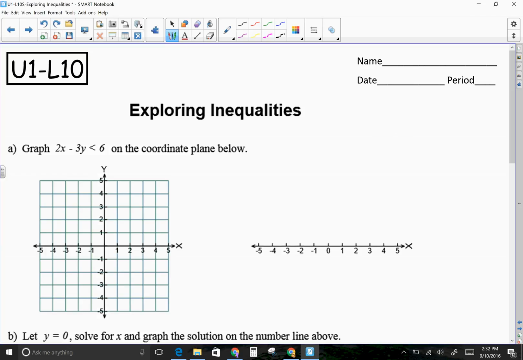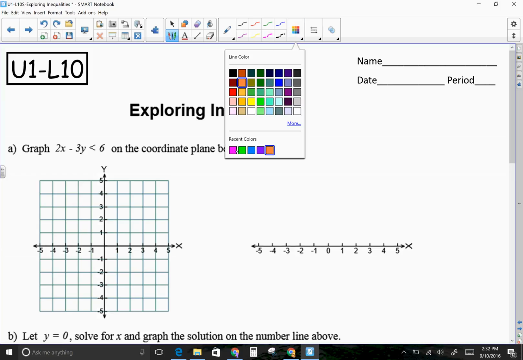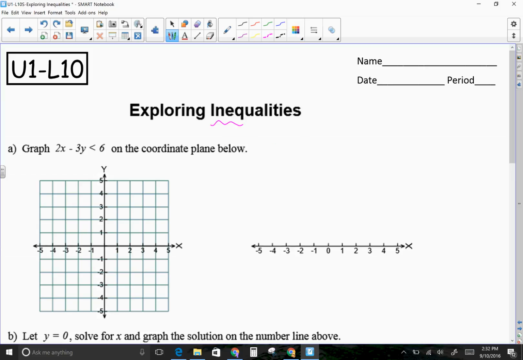Okay, today's lesson is Unit 1, Lesson 10, and we are talking about exploring inequalities. I hope you remember you've been doing this, but you have only been doing it on a number line. What you did involved this symbol, which is less than or greater than. And you also need to remember that whenever you think about graphing, there will always be some type of shading involved in your graph.